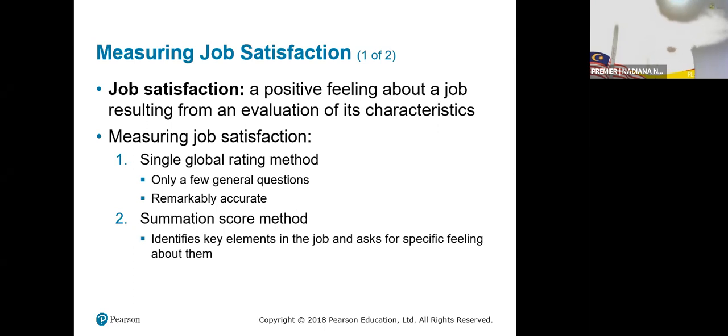Okay. How to measure job satisfaction? Measuring job satisfaction. Number 1, single global rating method. Single global rating method means it is used all over the world. Number 1, only a few general questions. They have a questionnaire to measure job satisfaction.